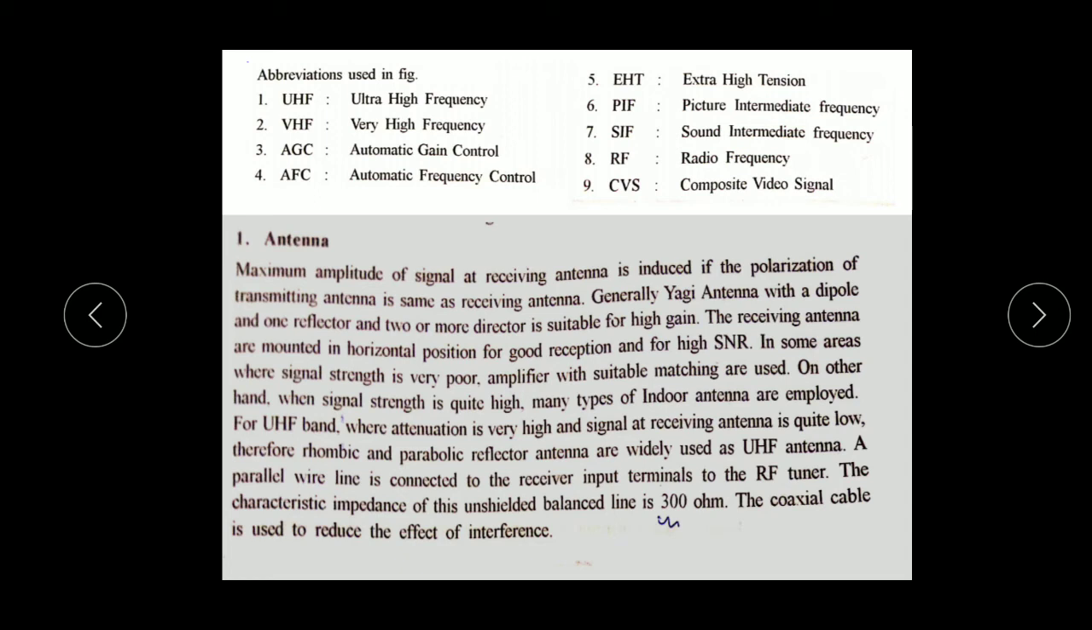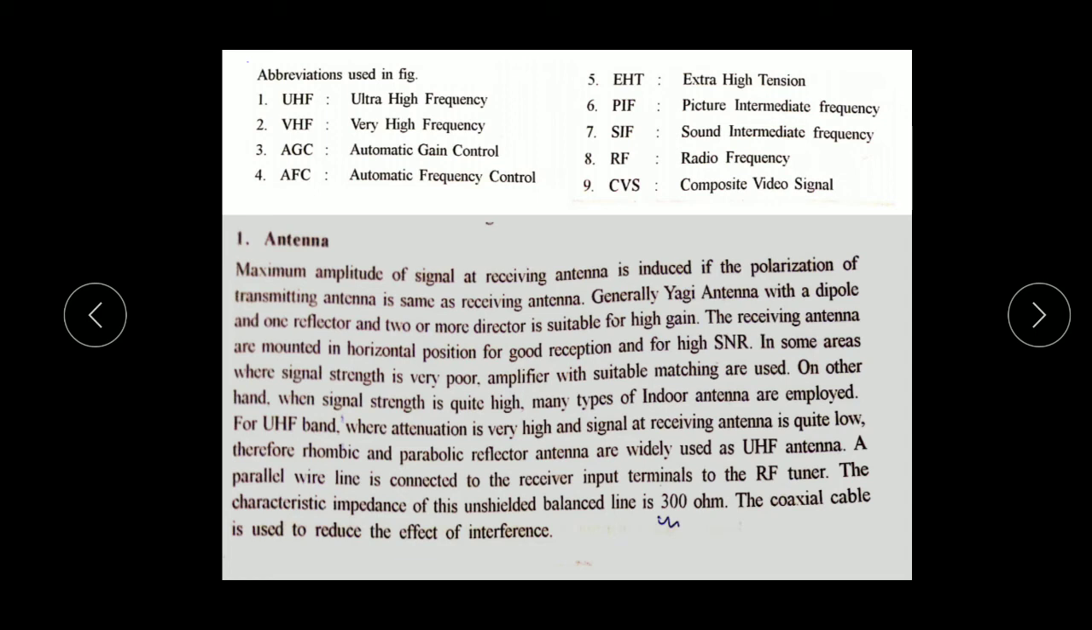In case of this antenna, we use the coaxial cable. But earlier, we used the ribbon antenna or a parallel lines antenna. The characteristic impedance of the parallel antenna is approximately 300 ohms. So the characteristic impedance of an unshielded balanced line is approximately 300 ohms.